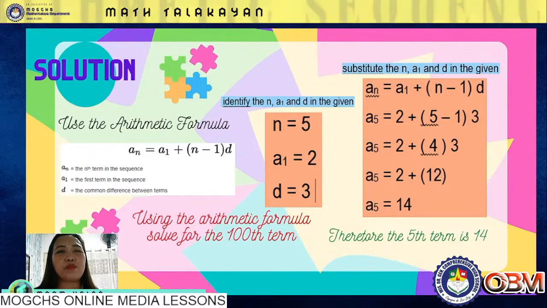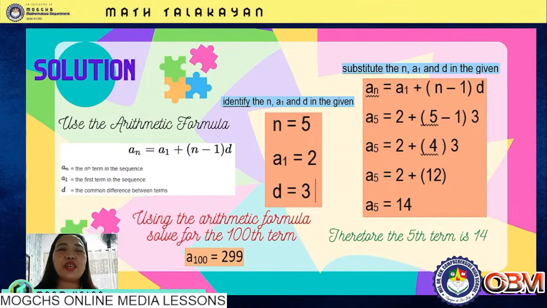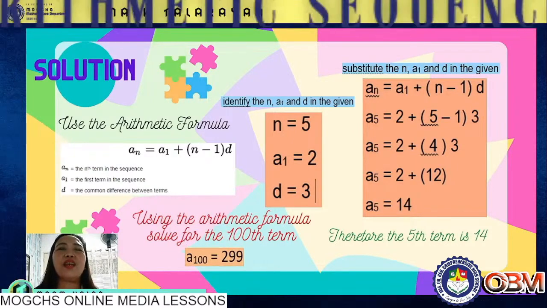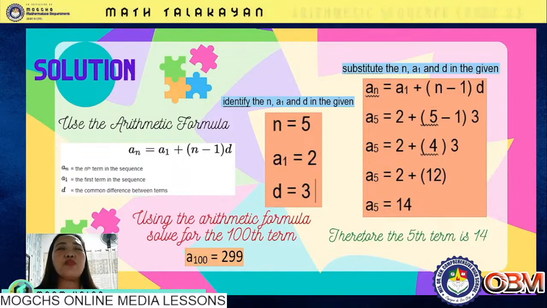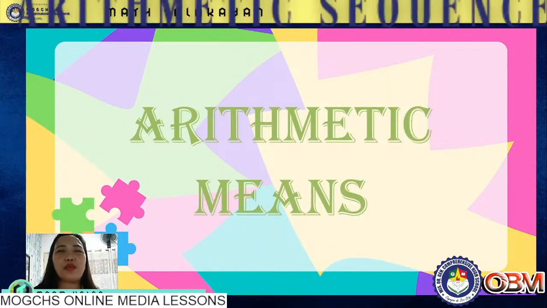Okay, time is up. What is your answer? What do you think is the 100th term? Very good! The answer is 299. The 100th term of the given problem is 299. Good job! Next, we're going to discuss arithmetic means.